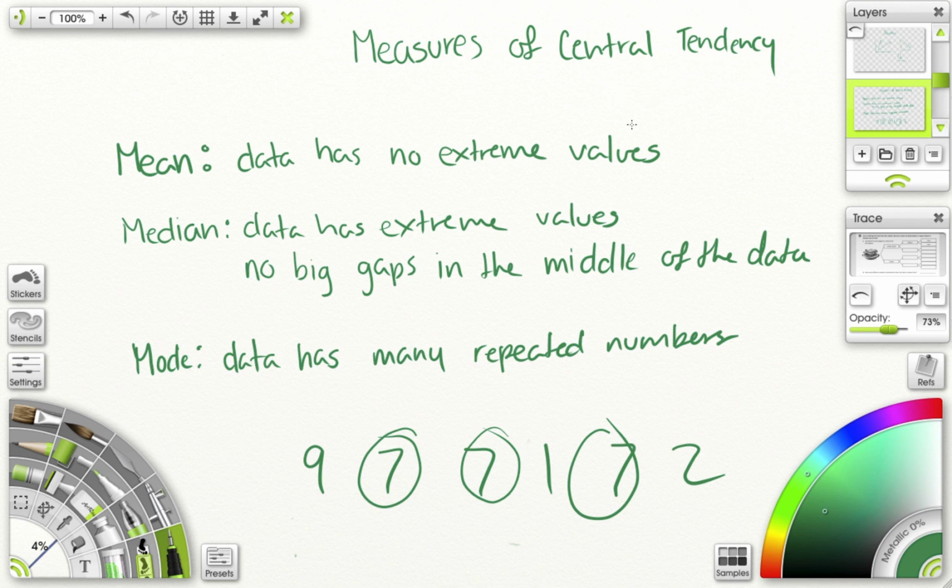Median: the data has extreme values, as in there's huge jumps in between the sets of data, and there's no big gaps in the middle. So if I order them from least to greatest, and let's say I have an even number, there's 6 numbers, but between, I'll show you an example quickly.